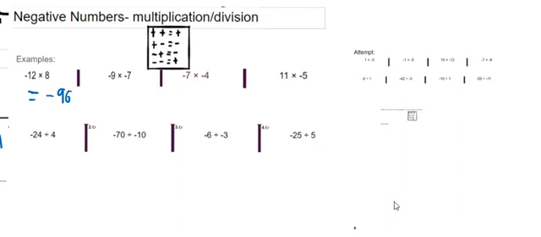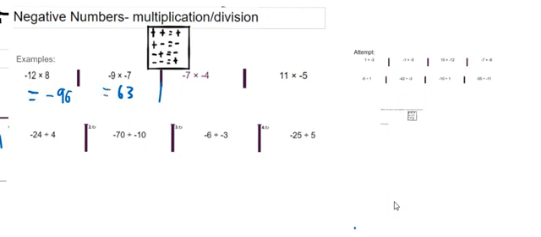Let's look at the second one. I have minus 9 multiplied by minus 7. Is the 9 a plus or a minus? Well, it's a negative. Is the 7 a positive or negative? Well, it's a negative as well. So what I've got here is two negatives. Go back to my table, two negatives gives me a plus. So my answer is going to be plus here. And then I just need to do 9 times 7. 9 times 7 is 63, so it's positive 63 or plus 63.